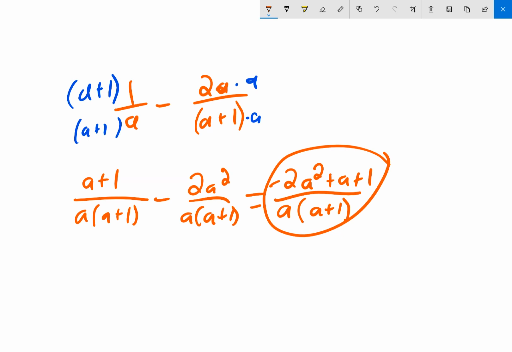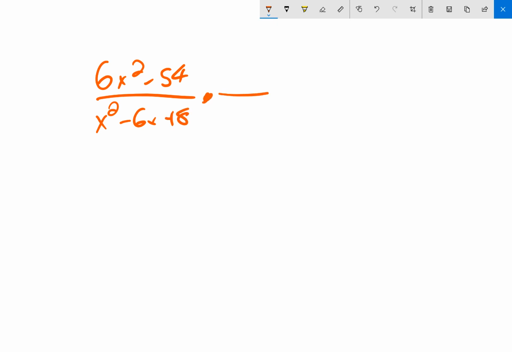Number 3 is dividing. So let's talk about dividing. Dividing is pretty easy. The first thing I'm going to do is keep, change, flip. So I'm going to keep my first expression exactly the same. I should really factor it first, but I'll factor in the next step. Change division to multiplying, and then flip the other fraction.